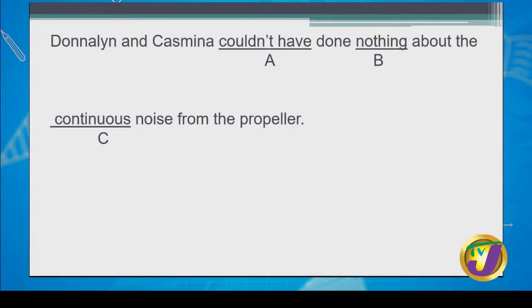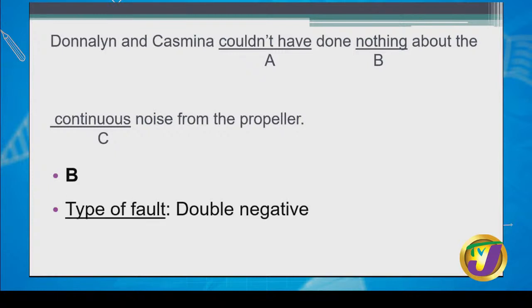There is something wrong with it. And it is wrong at the point where you use the word nothing. Now, think carefully. What is wrong with using the word nothing right there? Couldn't have done nothing. Why can't you use the word nothing right there? Very good. Double negatives again. So you should not say couldn't have done nothing. What should you say instead?